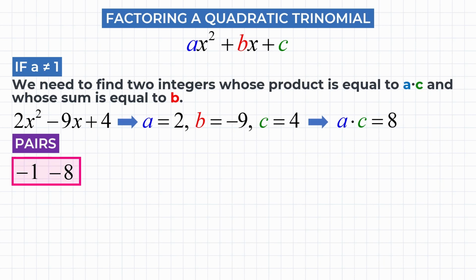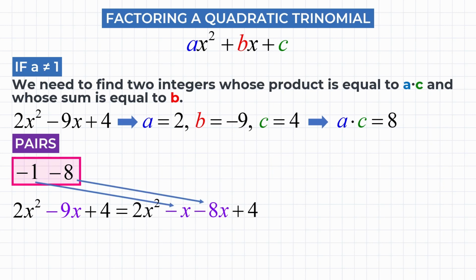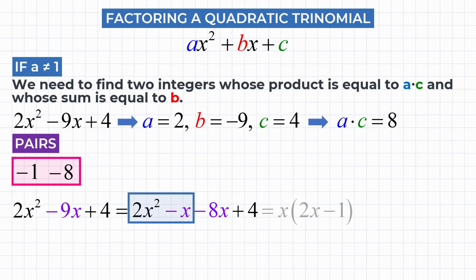We cannot use the same technique as before to write the factorization, but we need to factor by grouping. Let's see how to do it. We can write the x term of the trinomial using the numbers we found. -9x can be written as -x minus 8x. Now we take out the GCF in the first two terms. The GCF is x, and we get x(2x - 1).